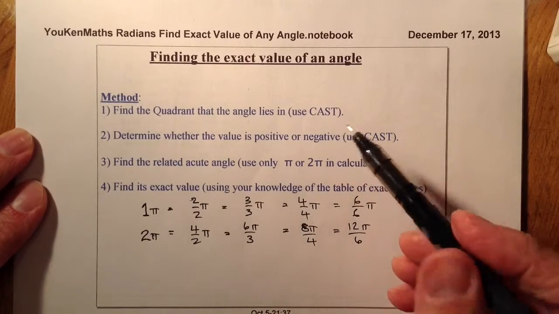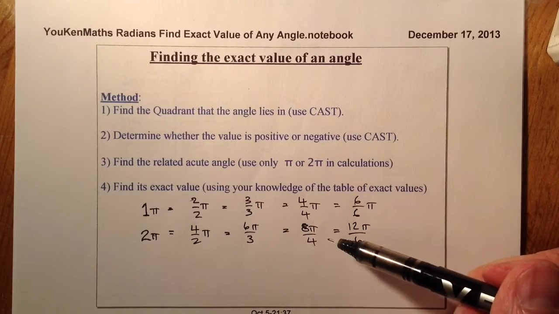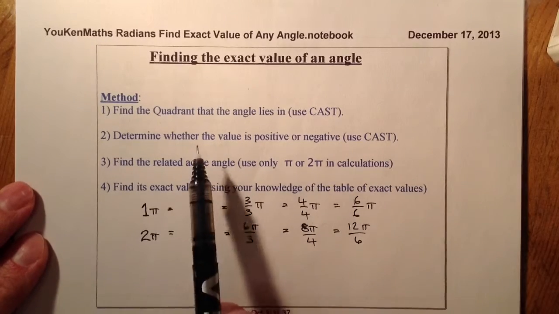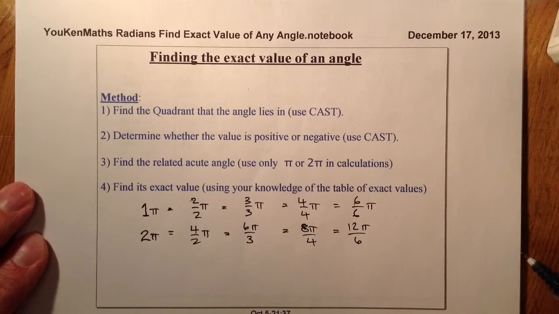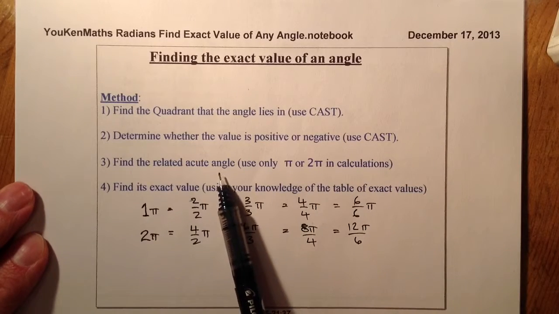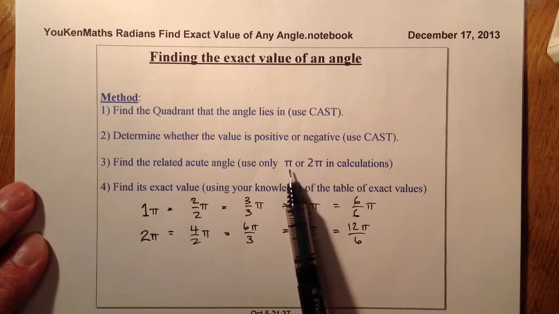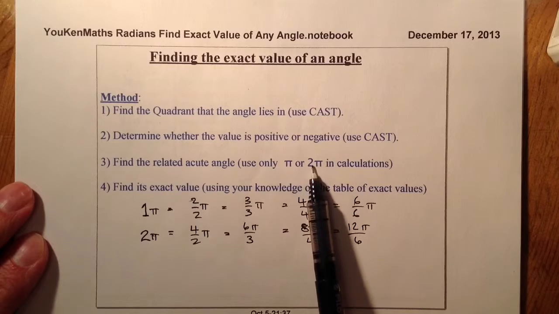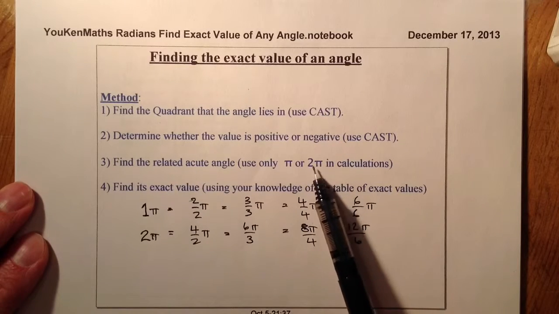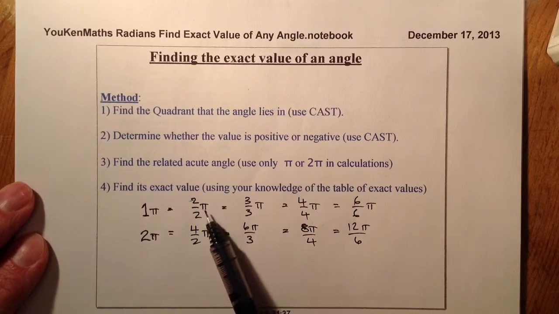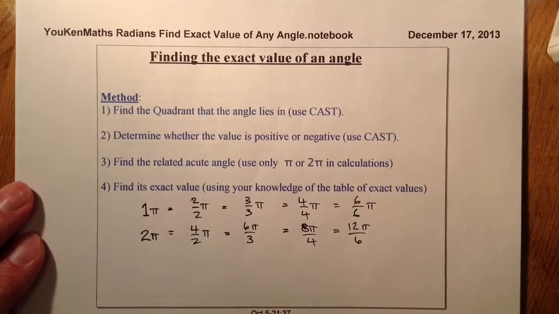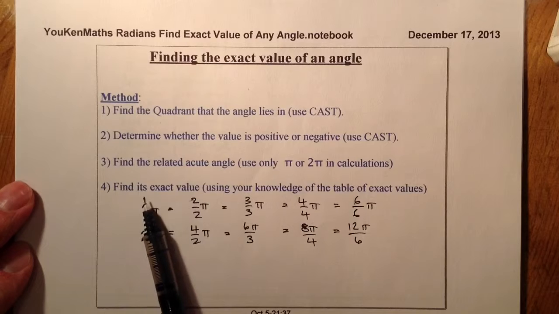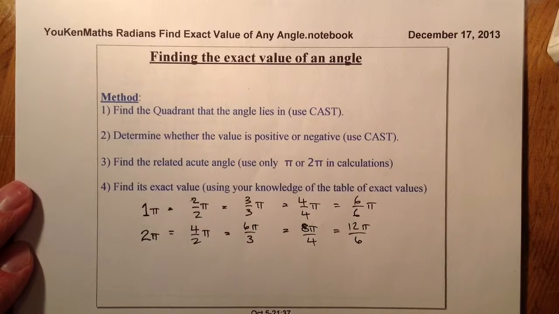So for the first part, that's going to help me work out where the angle lies. I'm then going to determine whether the value is positive or negative using the CAST diagram, and I'm going to find the related angle using some calculation on the horizontal axis, and that will be either using pi or 2 pi in my calculations. And when I use these calculations, I'll be substituting one of these values in depending on what the angle is. And then from there, I'll be able to find its exact value from the table of exact values.